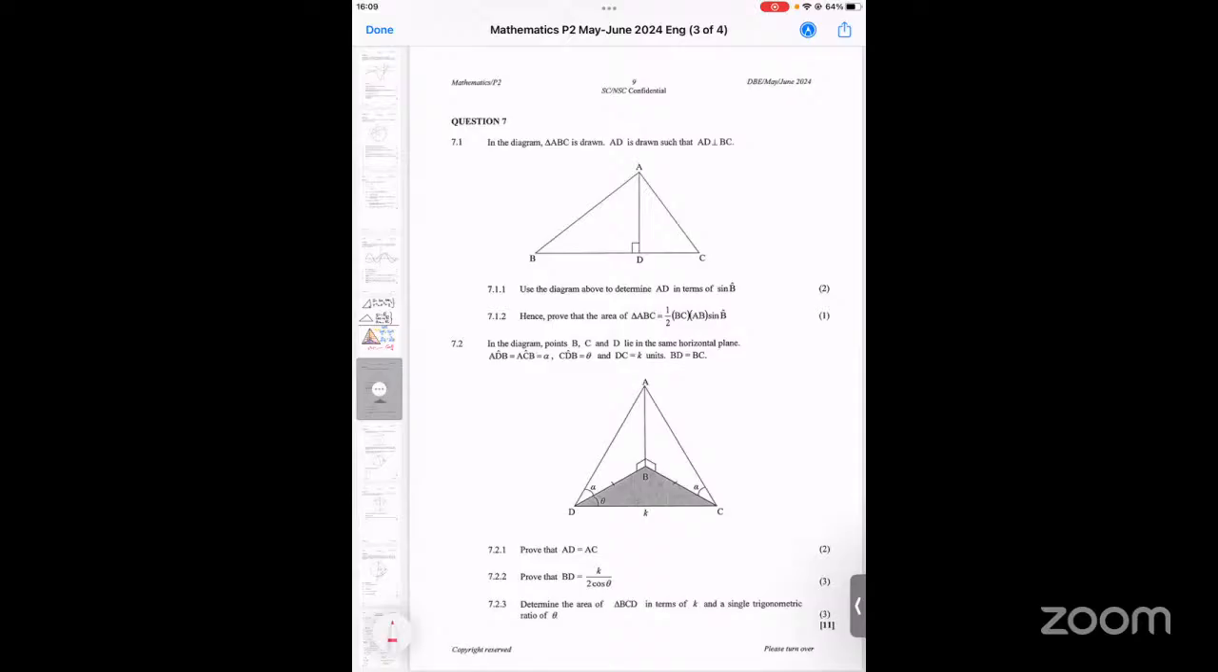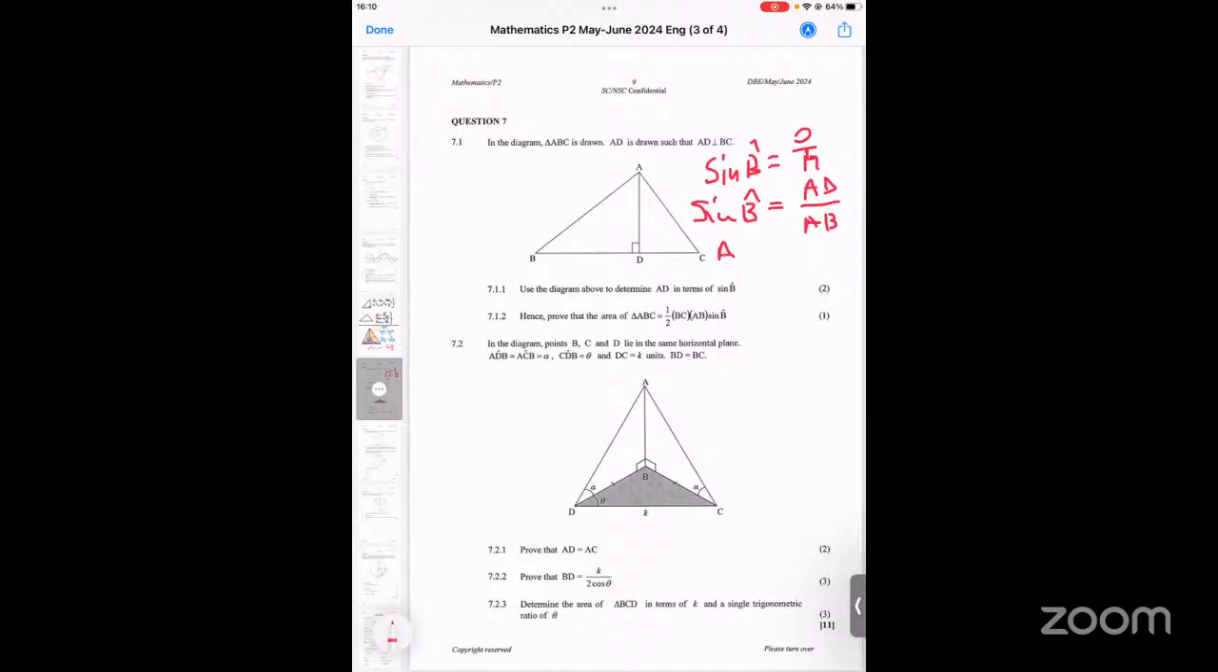I looked at ABD, and because they said we must determine AD in terms of sine B, it's going to be sine B equals opposite over hypotenuse, because it's a right-angled triangle. So you say up over hypotenuse, which is AD over AB. So then AD would be equal to AB sine B.